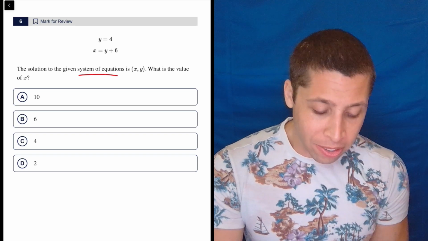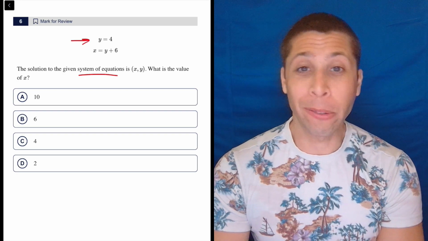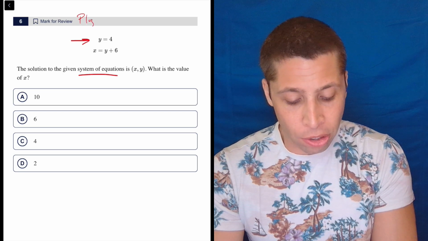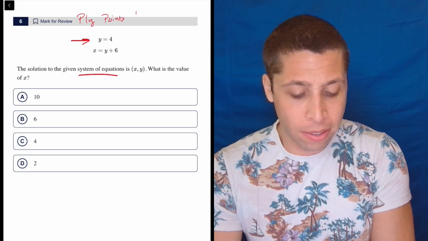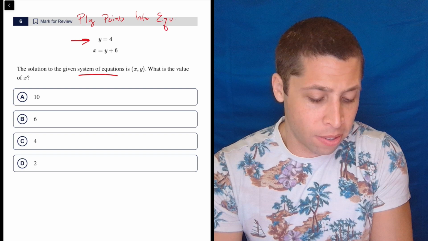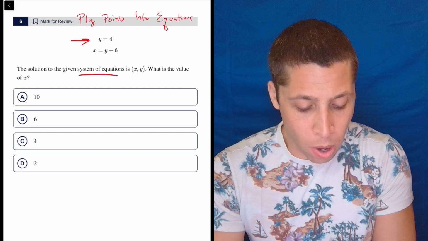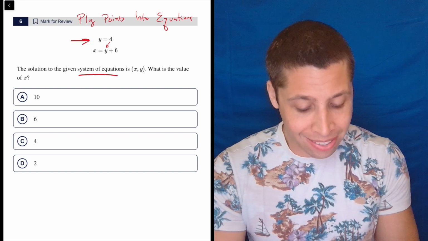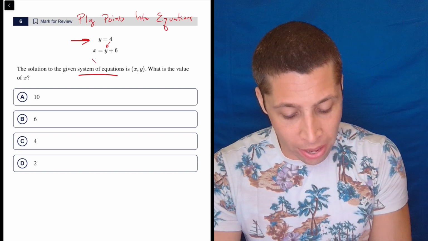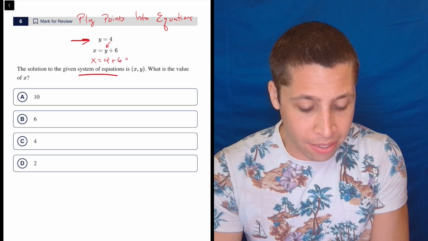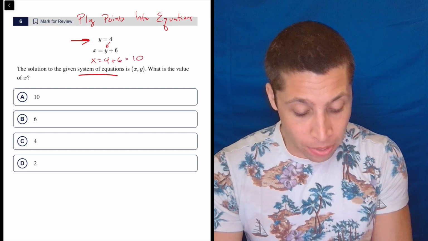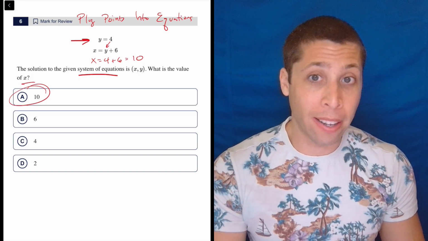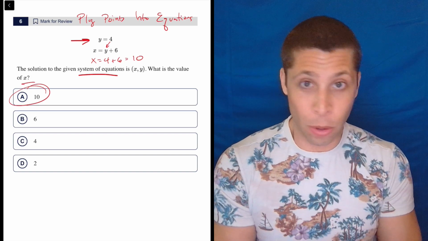However, one of these equations is not really an equation, right? Y equals 4 is more like a point. So we're actually going to skip Desmos and just use our plug points into equations strategy here, right? So that y being 4 just lets us substitute 4 in for y. So instead of x equals y plus 6, we have x equals 4 plus 6, and 4 plus 6 is 10. So what is the value of x? 10. Done. Definitely typing that in the calculator would take longer than just doing what I did.